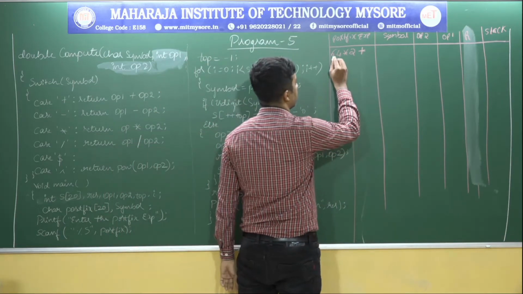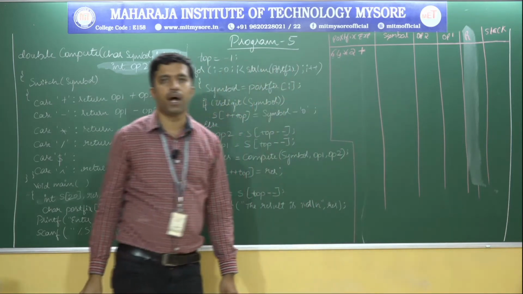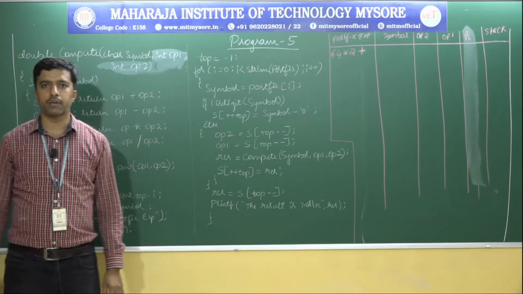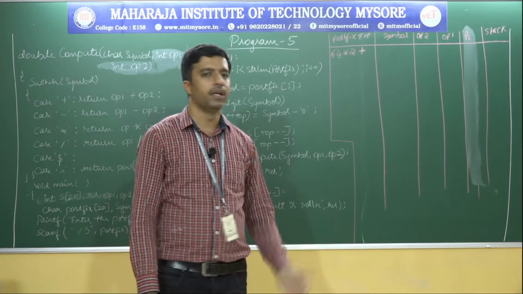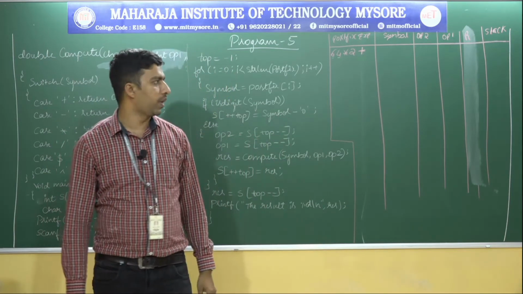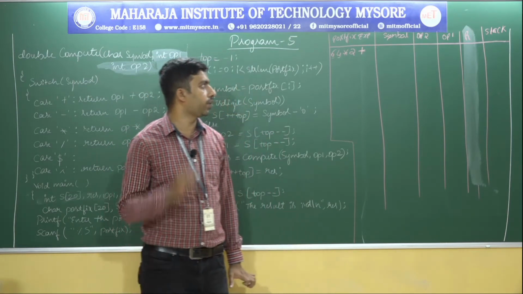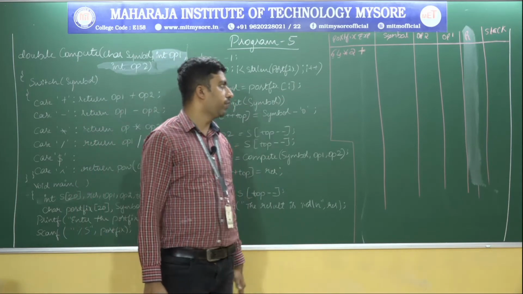This is not 64; 6 is different and 4 is different. Single digit operands. An operand cannot be more than 1 digit in this example. You are not supposed to give a bigger number to evaluate. Let us see how it works.